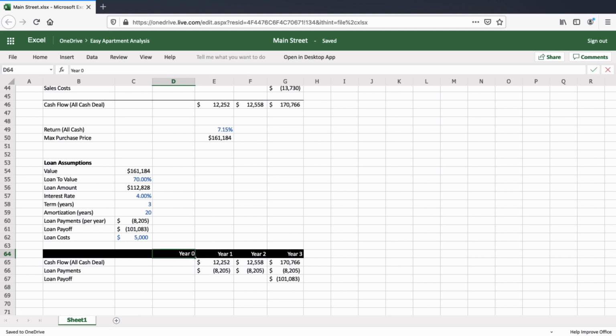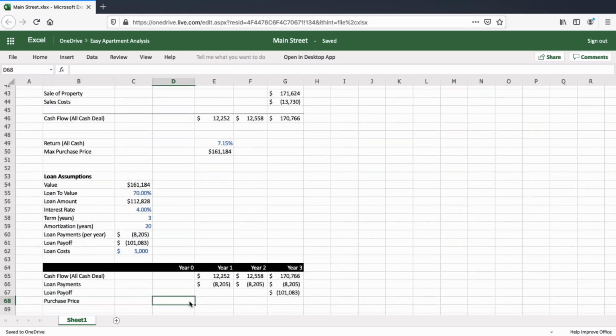When you actually close on the property and money changes hands, and the deed changes hands, you're going to have a purchase price. And we're going to record that here in year 0. And we're going to type equals negative because it's a cash outflow. You have to buy it, so money has to come out of your pocket. And we're going to choose the purchase price we came up with for an all-cash deal.